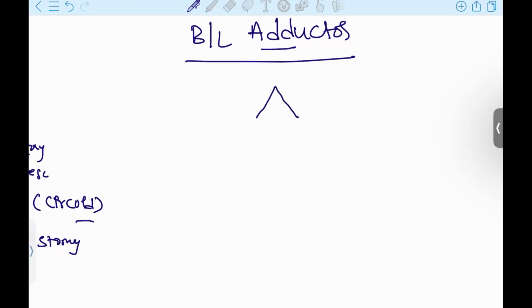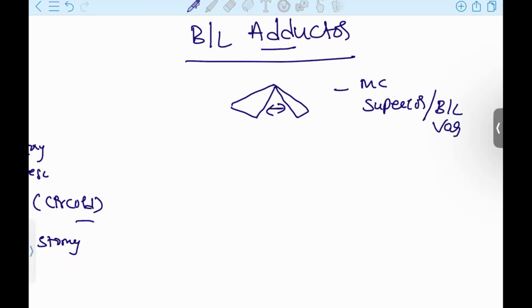So here the palsy will be seen like this. Okay, this gap will never come together. And what is the risk? This is most commonly due to your superior laryngeal nerve, or this is due to bilateral vagus nerve injury. Vagus nerve injury will lead to bilateral adductor palsy.